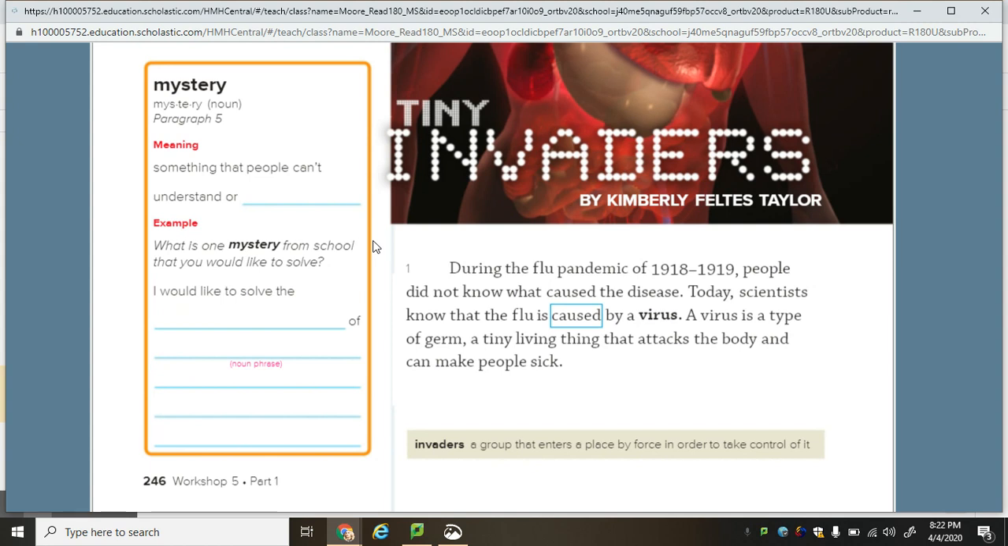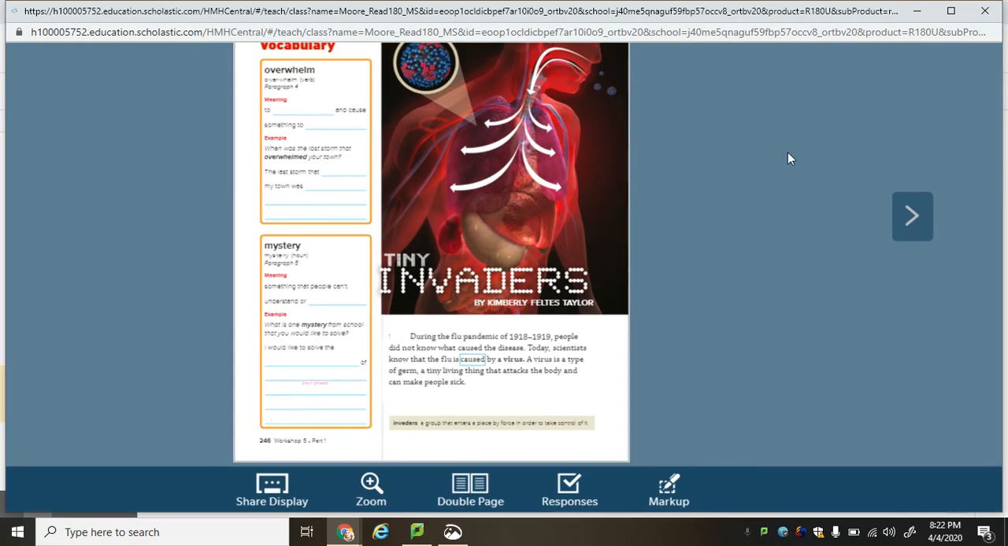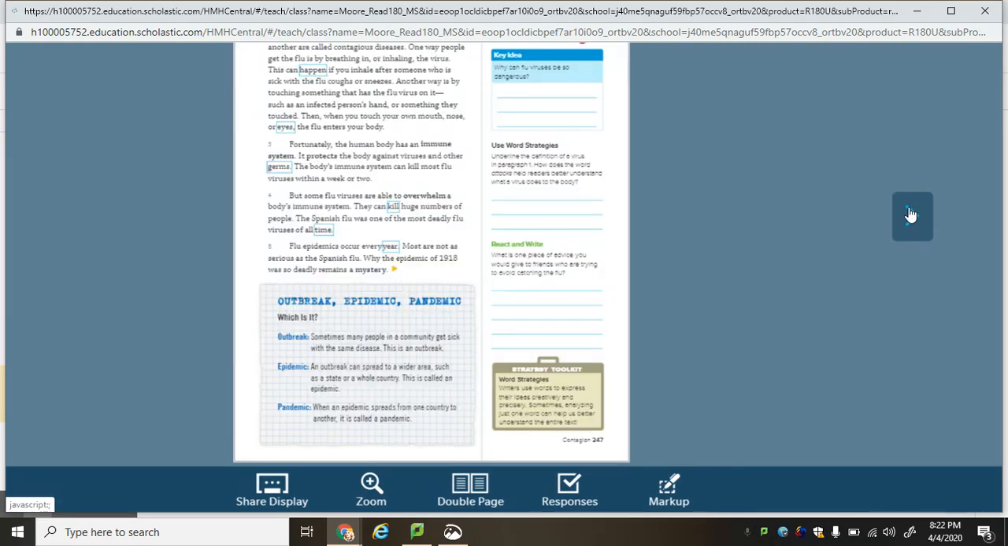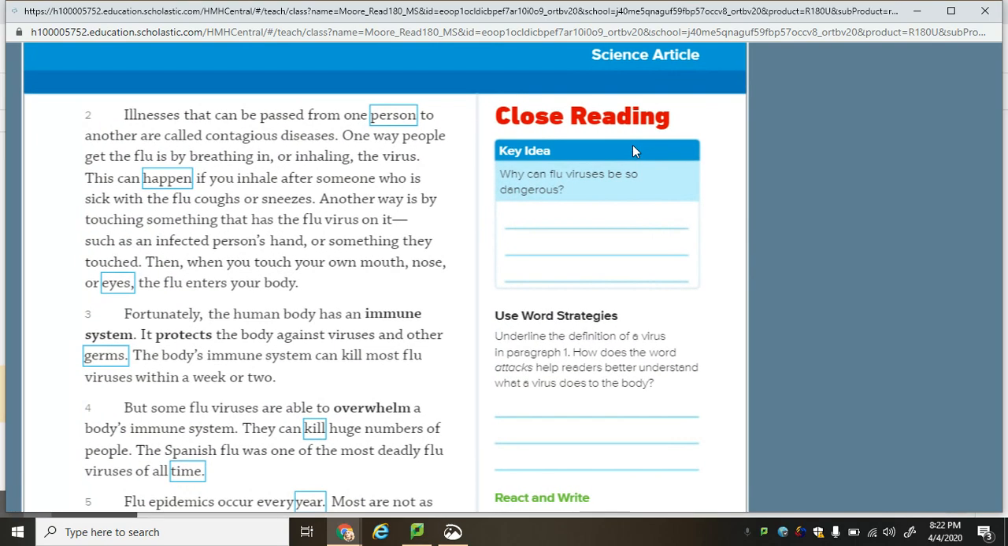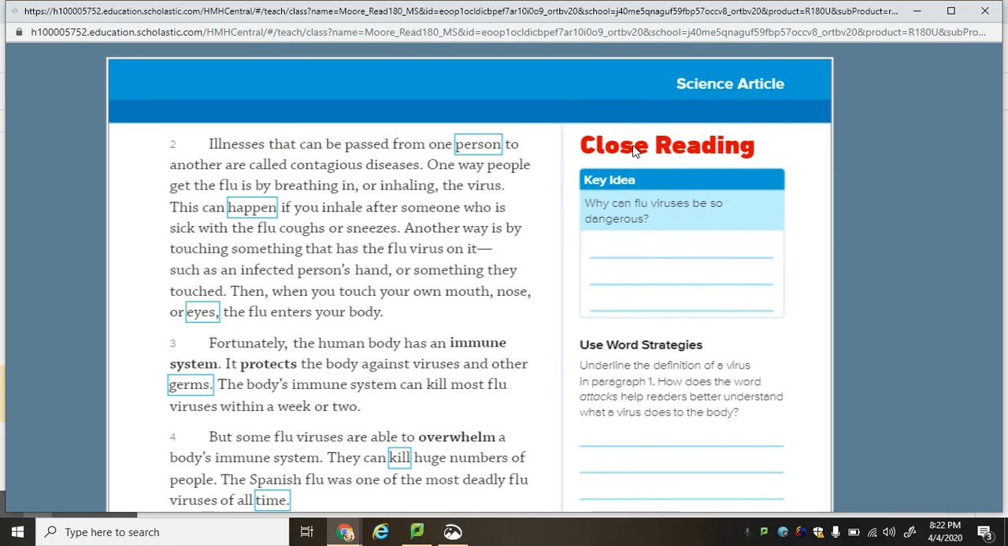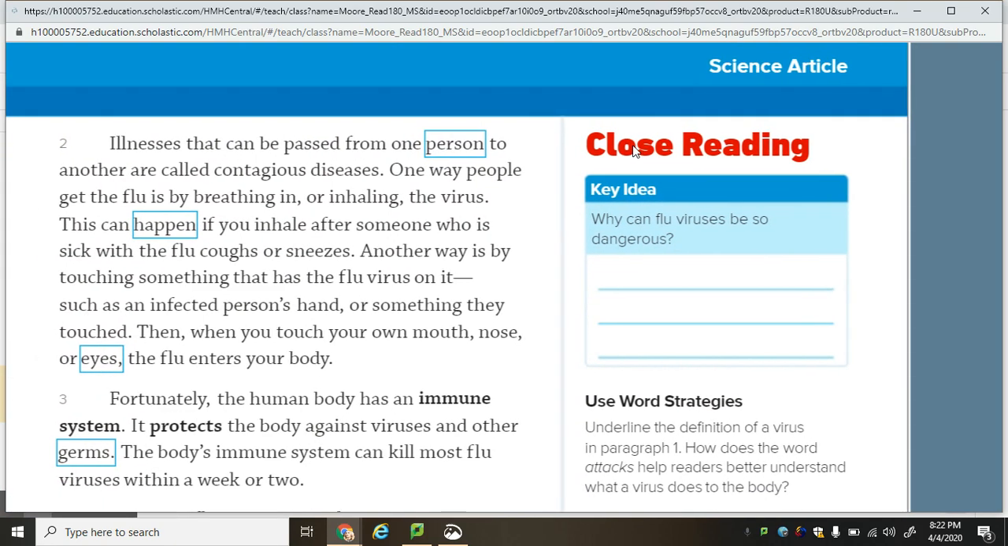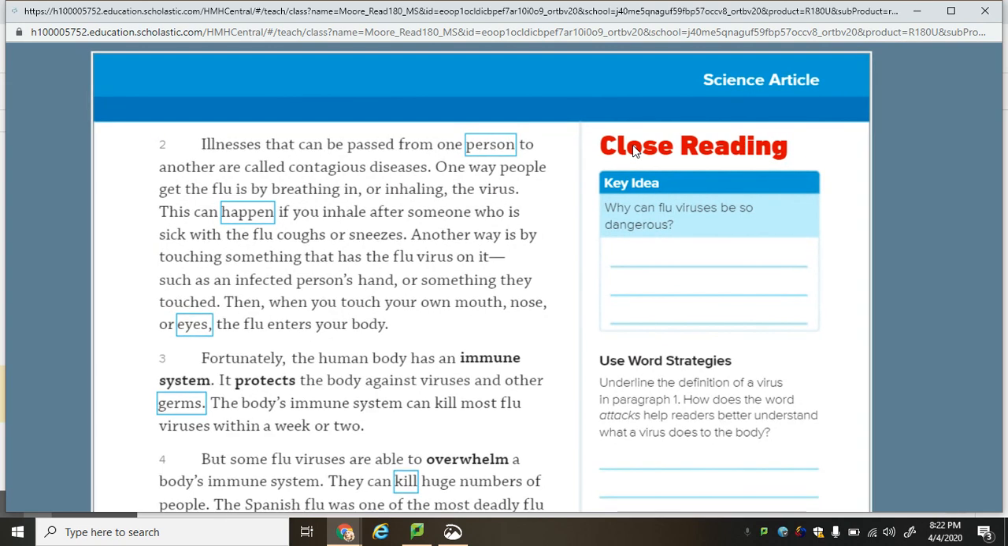Okay. So the example is, what is one mystery from school that you would like to solve? I would like to solve the mystery of the boys' bathroom constantly being broken. I would love to know why the boys' bathroom at GEC is constantly being broken. I would love to know that. Just saying. Why is it always broken? And why is it always at 3? Like 2:30, 3 o'clock. Why? Weird.